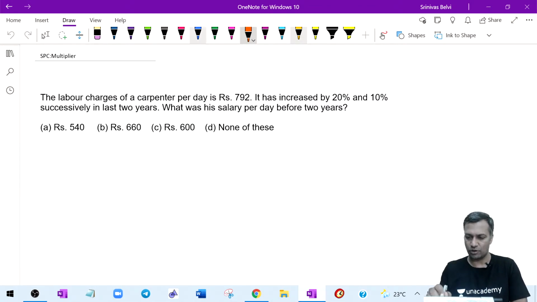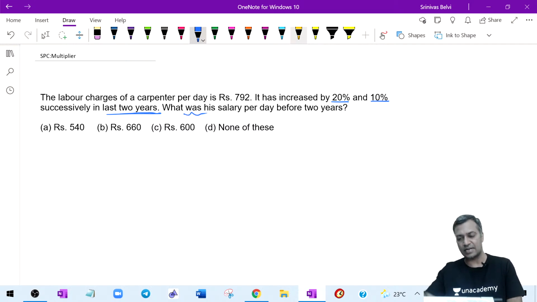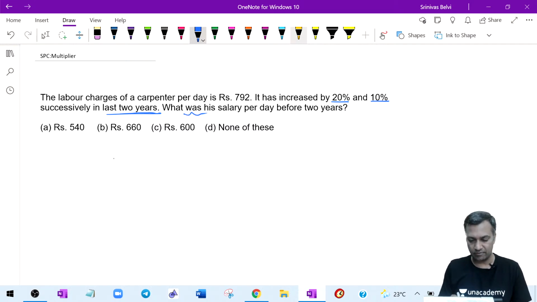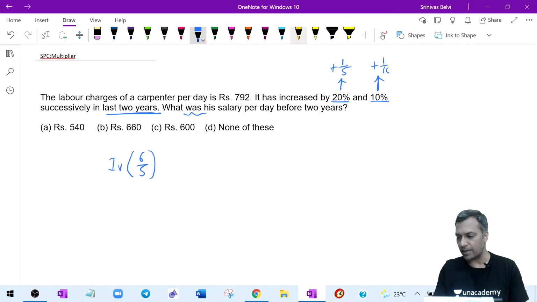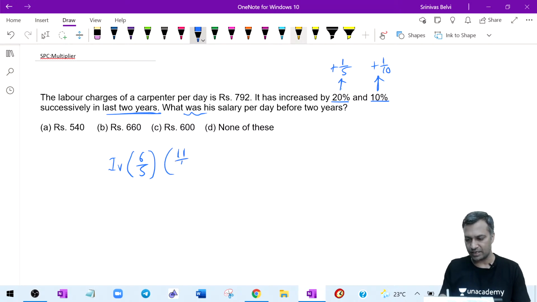Let's take another one. The labor charges of a carpenter are 792 as of today. It has increased by 20% and 10% successively in the last 2 years. What was his salary per day before 2 years? Fair enough. Initial value, I don't know. So one multiplier, 20% increase, which means plus 1 by 5. The multiplier is what? 6 by 5. Second multiplier, 10% increase, 1 by 10. What is the multiplier? Therefore 11 divided by 10.